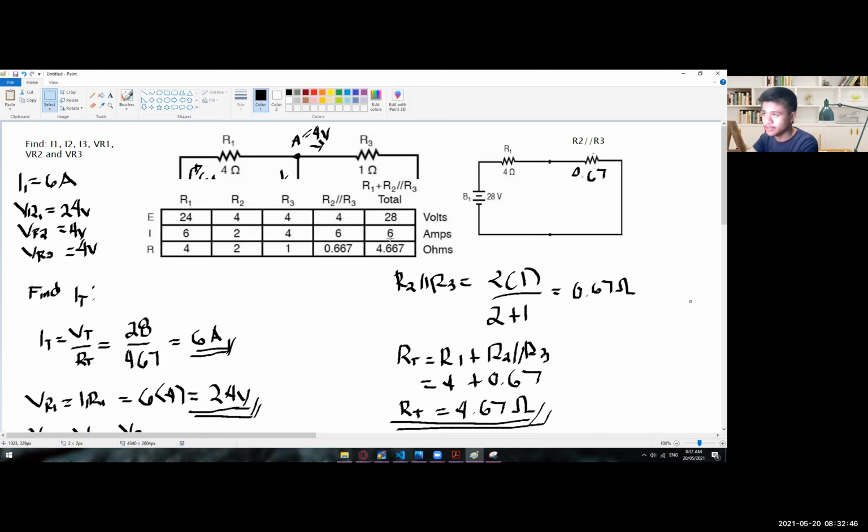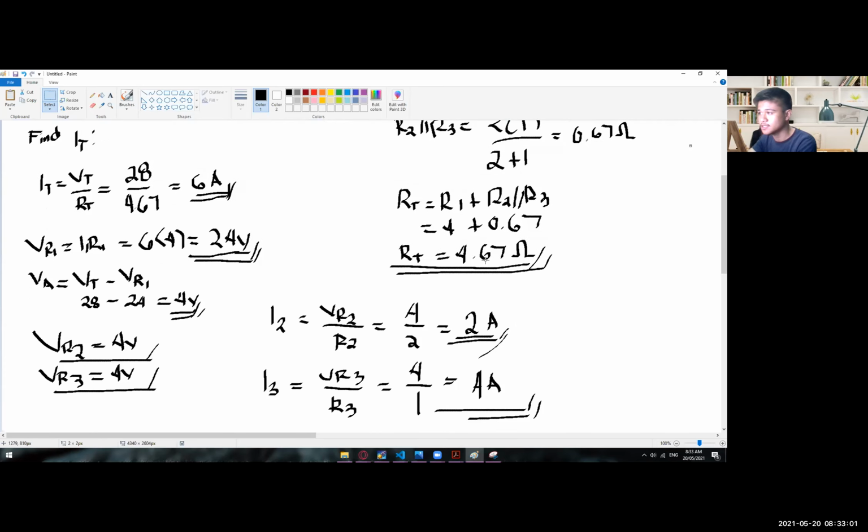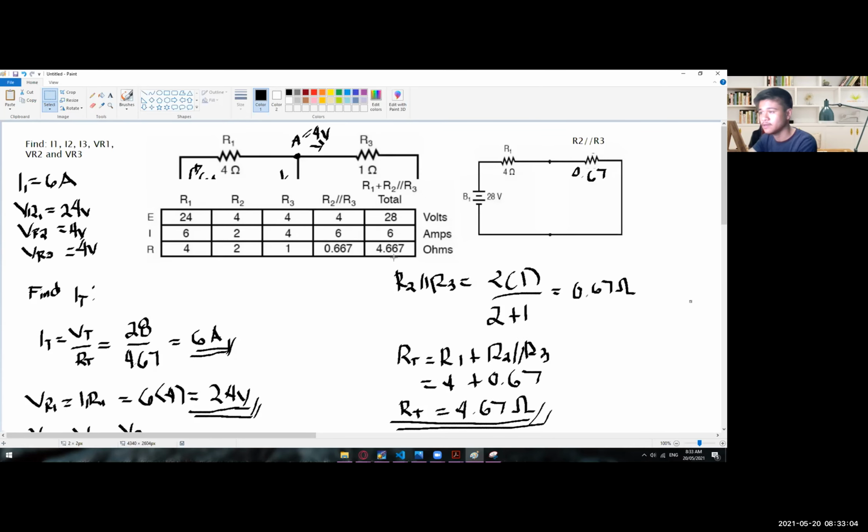So let's start right here on the total. So we already have the 28 volts as our total voltage. And then we have here the 6 amps as our total current. And then we have here the 4.667 as our total resistance, which is this one. Only here we get the 3 decimals, but in our case, we only get the 2 decimals.